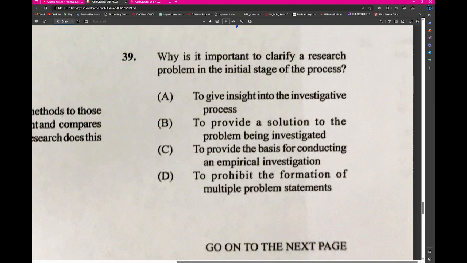39. Why is it important to clarify a research problem in the initial stage? I think this would be to set the context. Okay, to give insight into the problem, to provide a solution, and to provide the basis for conducting empirical research to relate the information. The answer here is different. So I think it's to give, no, that's methodology, to provide solution. The problem being investigated.